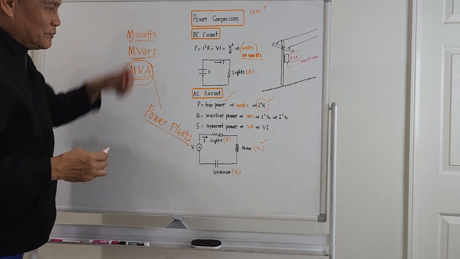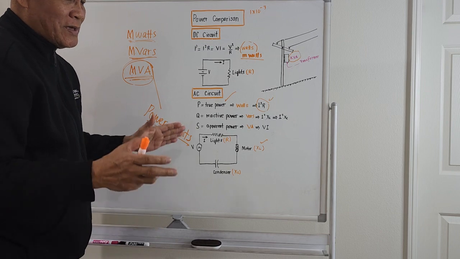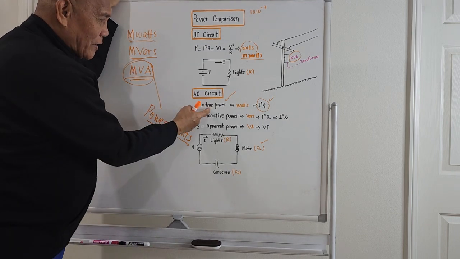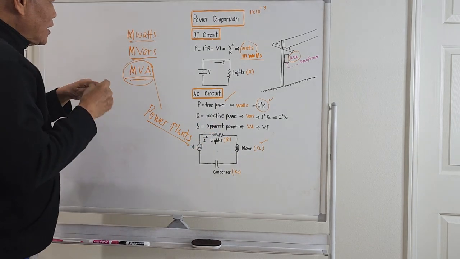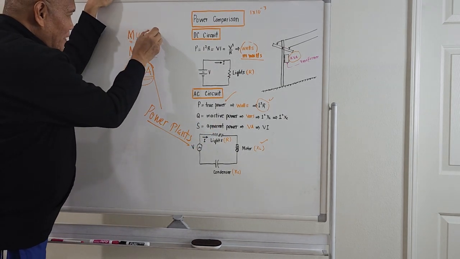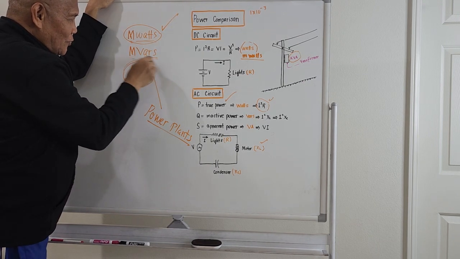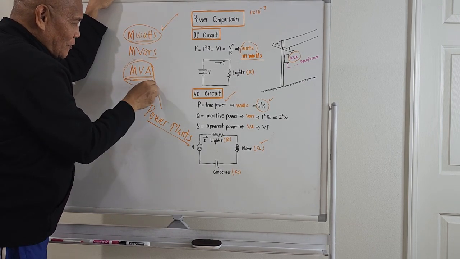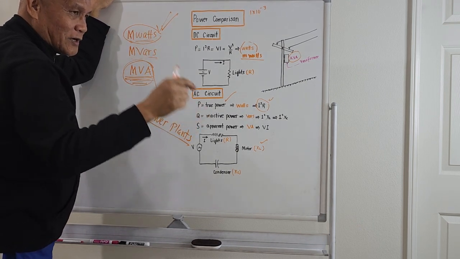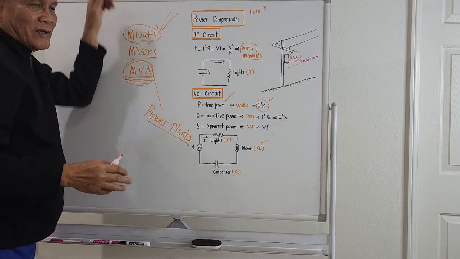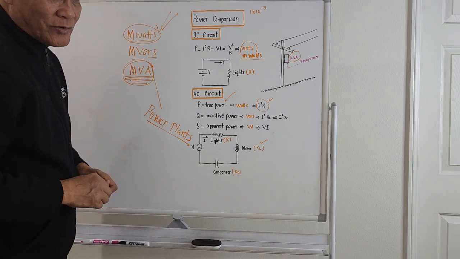Okay, that's it. So the AC circuit is more complicated. That's why I discussed the true power, the reactive power and the apparent power. The one we are paying to the utility companies is this one, the true power. We are not paying for this one, and we are not even paying for this one. It is only the true power that we are paying to the utility companies. That's why if you say watts or kilowatts, that's our consumption.